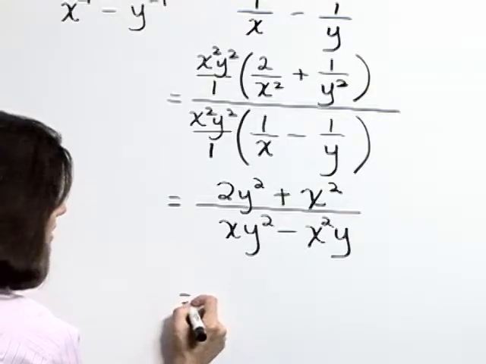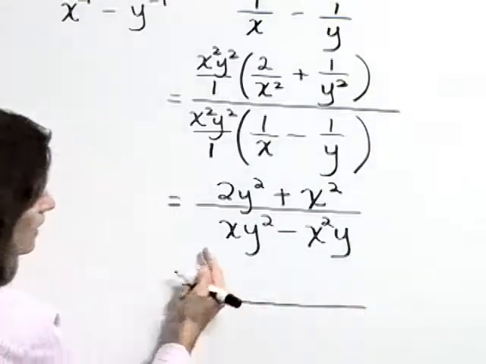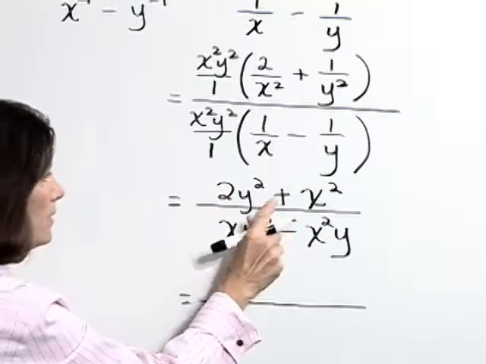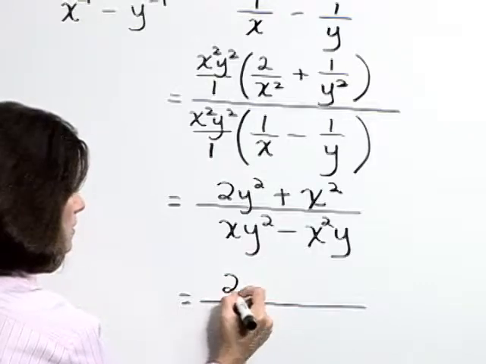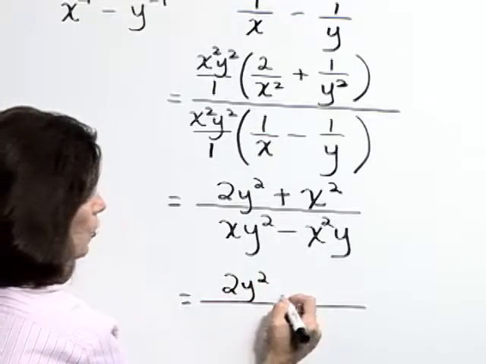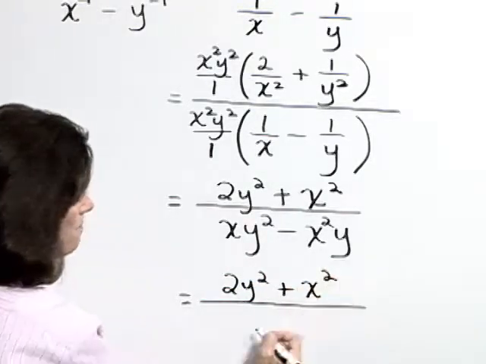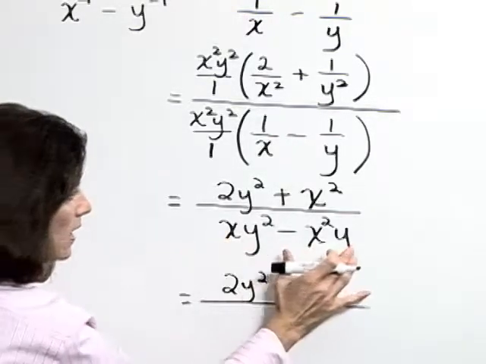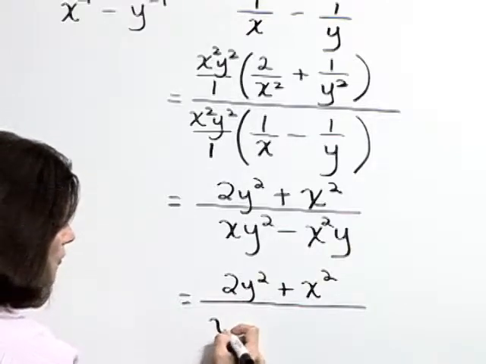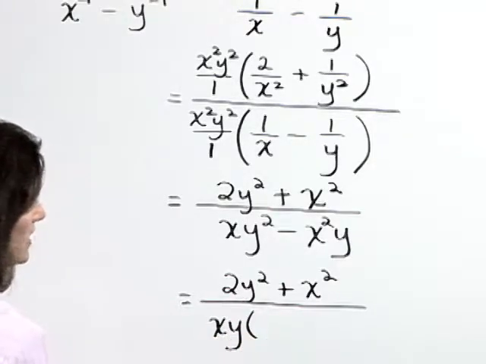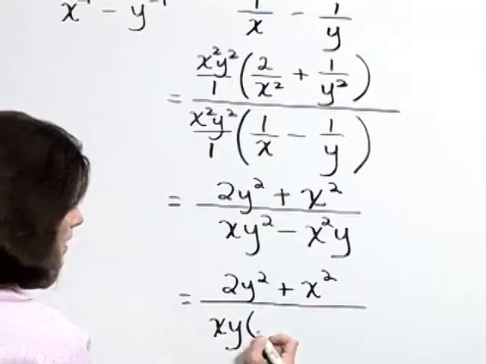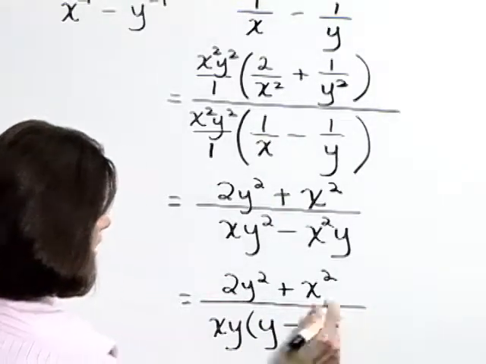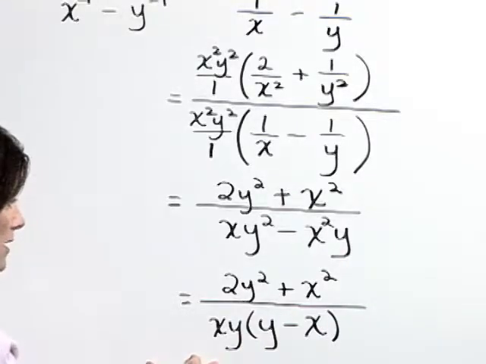As a last step, we might factor things and see if we can cancel any common factors. The numerator, that's prime, it's not factorable. Rewrite it. 2y squared plus x squared. The denominator has a common x and y in both terms, so factor those out. Rewrite the denominator as xy times y minus x to reproduce that denominator.